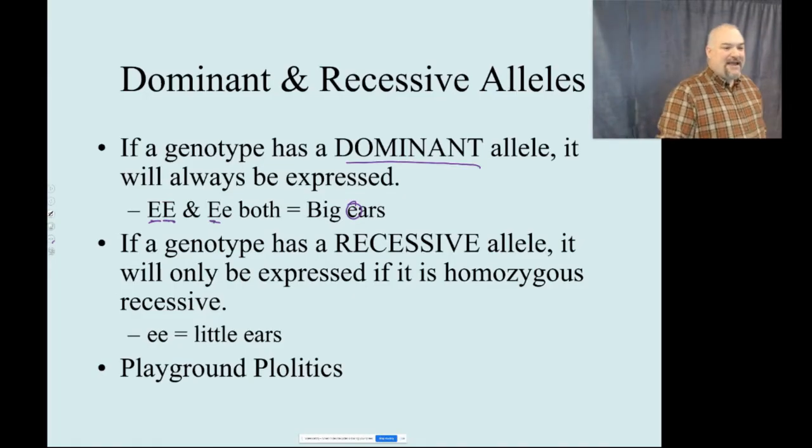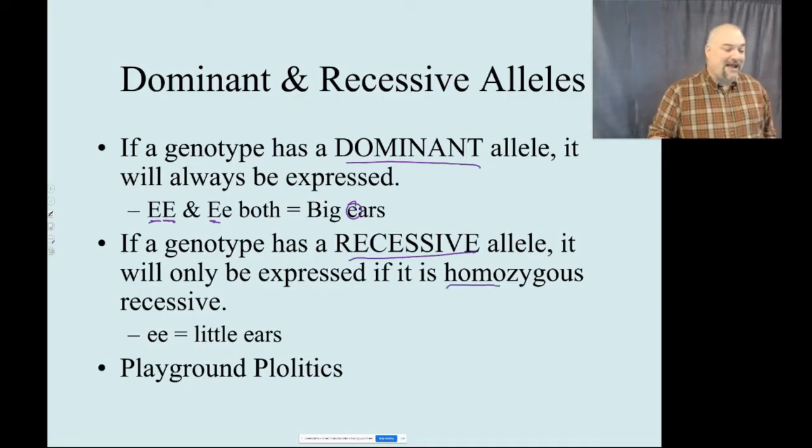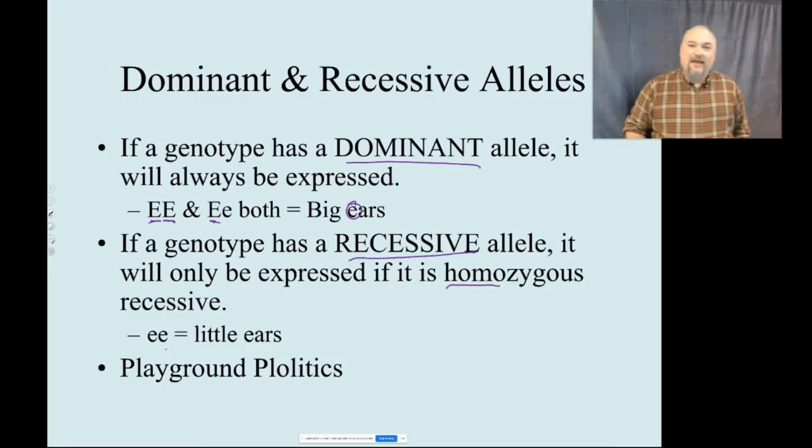If a genotype has a recessive allele, it will only be expressed if it's homozygous recessive. Now, homo means same, right? We've seen that before. Homo means same, hetero means different. So the recessive allele we'll label with a little e, because it's a smaller one. And the only time you see that is when there are 2 little e's.